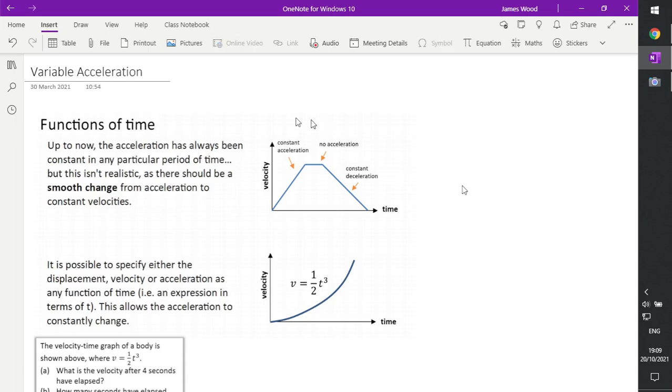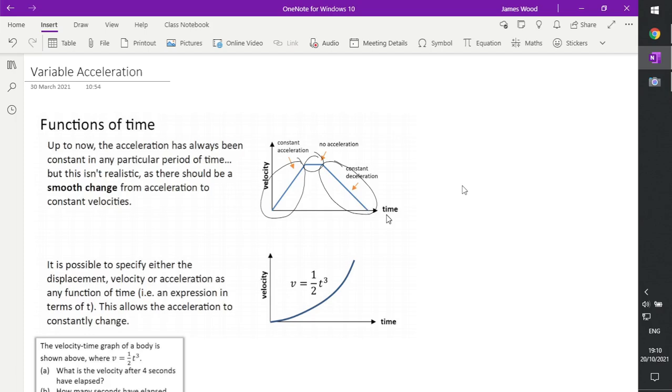So if you look at this first graph here, which is a VT graph, I could use suvat in this section here because the gradient is constant here. I could also use suvat in this section, and I could use suvat in this section. So I could split it up into 3 different sections of constant acceleration, and I could use suvat. However, in the real world, that's actually unlikely to happen.